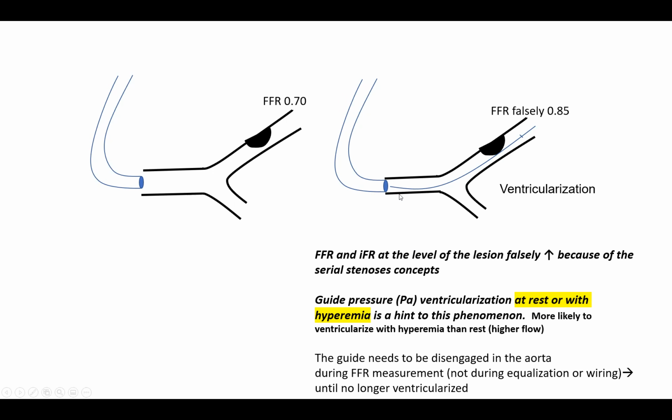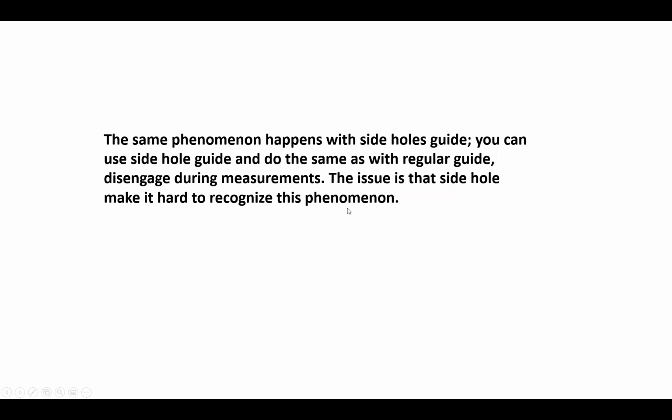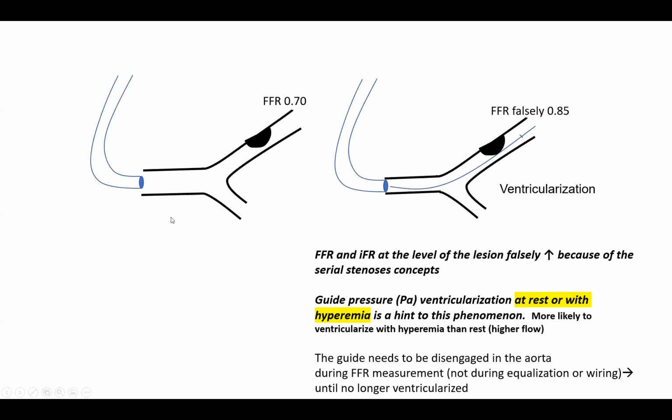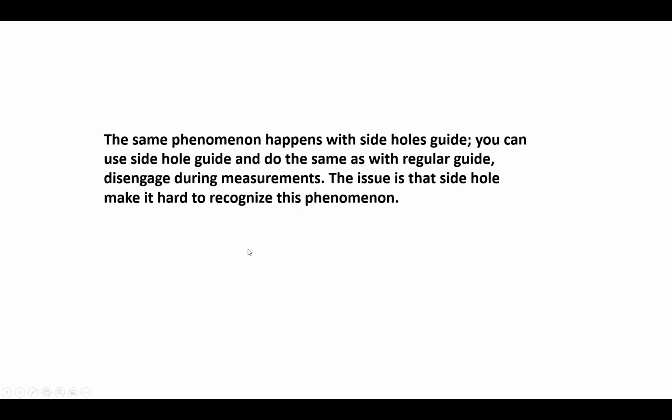So, what I explained here in terms of guide obstruction and causing a falsely high FFR, the same phenomenon happens with side hole guides. You can use a side hole guide and do the same as with a regular guide, disengage during measurement. The issue is that, as my fellows know, one, I hate side hole guides. You should rarely use them for a variety of other reasons. And two, side hole makes it hard to recognize this phenomenon because it attenuates the ventricularization while still causing ischemia and obstruction of flow. And that's one of the reasons I hate side hole guides in general. It makes you not recognize guide obstruction and left main ischemia.